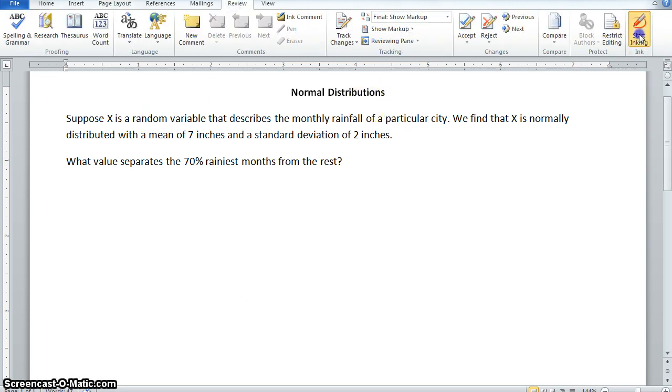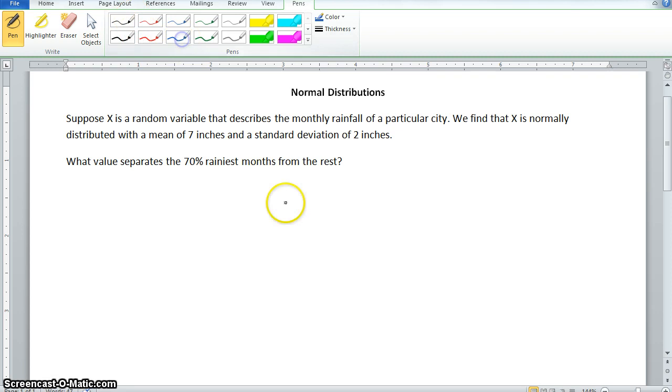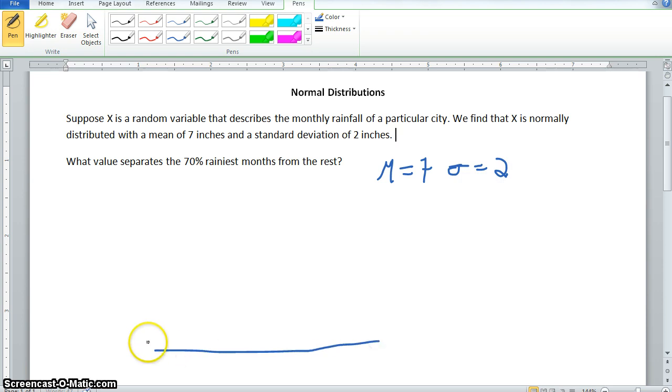So the first thing that we should always do is draw our distribution or just define our variables. So again, mu is equal to 7 and our standard deviation sigma is equal to 2 inches. Okay, so let's go ahead and draw this distribution before we even look at what type of problem we're going to be doing. And we know that here our center, our mean, is equal to 7.